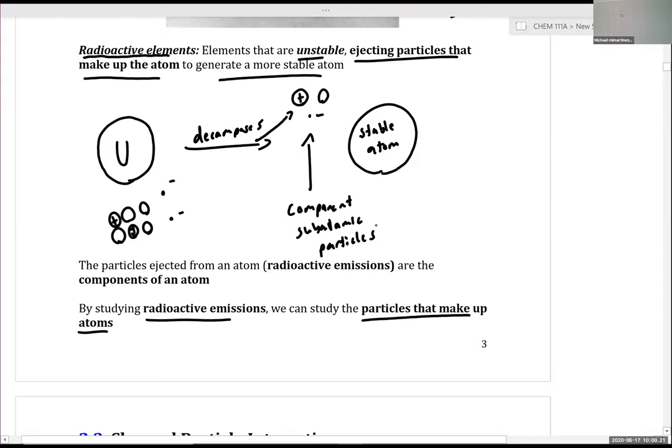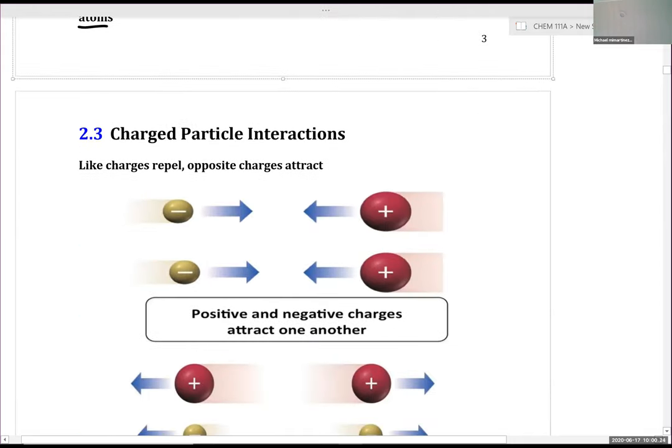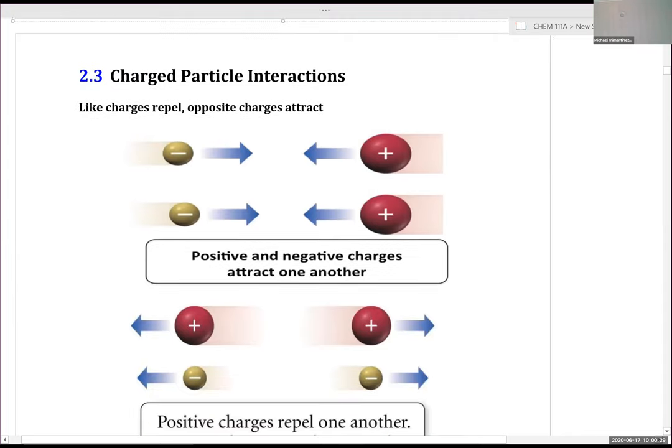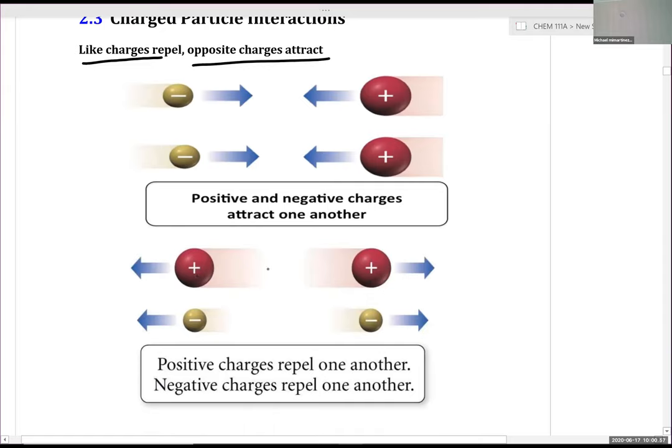Okay, so we can take this one step further. But before we do that, in order to contextualize the results of some of these early experiments trying to understand atomic structure, we have to look at some charged particle interactions. So as a general rule of thumb, like charges repel, opposite charges attract, okay? If you have a negative and a positively charged particle, those two particles will attract. If you have two particles with the same charge, these particles will repel.